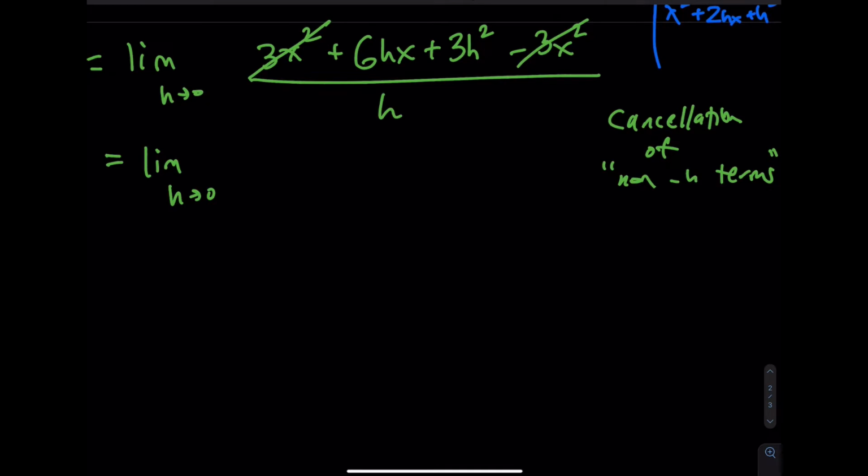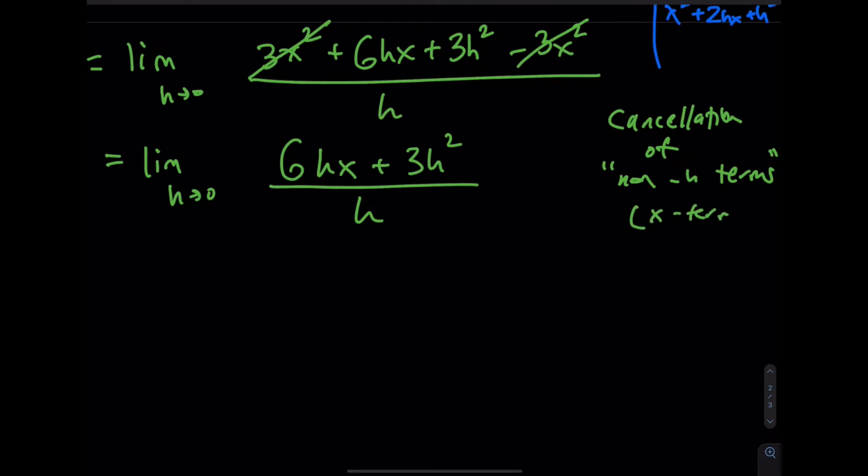What do I mean by that? We have 3x squared and negative 3x squared. Those are opposites. There's no h involved in either of those terms. They should be opposites. Don't force them to be opposites, but they should be opposites and they should cancel out. That will happen really every single time we do this. And so after we've canceled out the non-h terms, what we'll do now is factor.